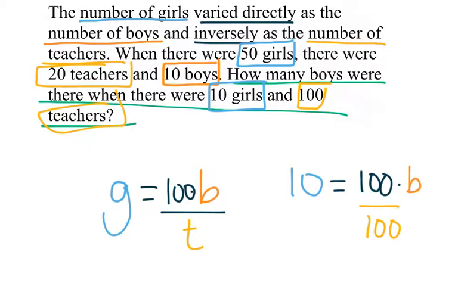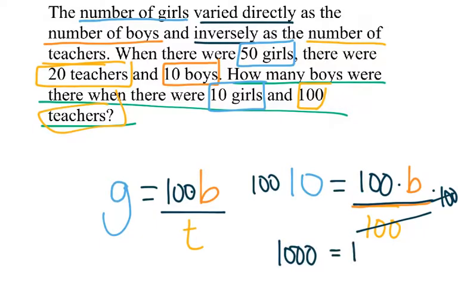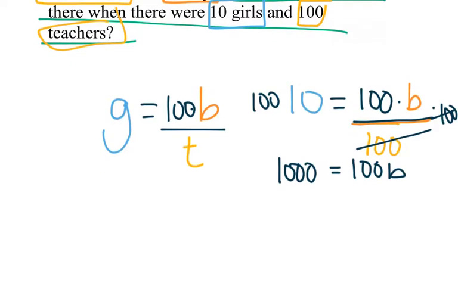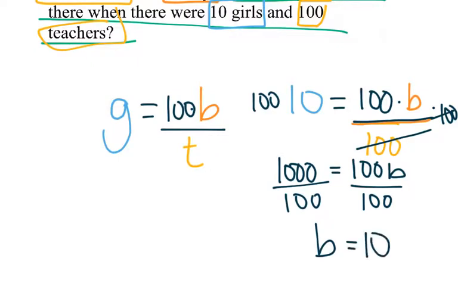So I'm going to get rid of the dividing by 100 first, and the way I do that is I times by 100. These cancel out. So I have 100 times 10, which is 1,000, equals 100 times B. And then I'm going to get B by itself by dividing by 100. So there has to be 10 boys.